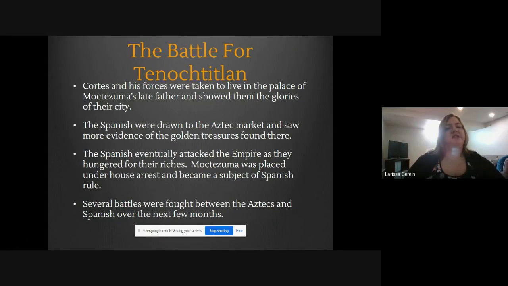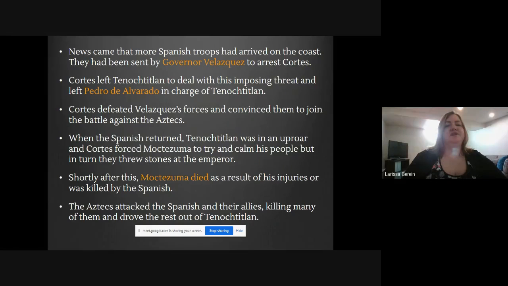So the Spanish eventually attacked the empire as they hungered for its riches. Moctezuma was placed under house arrest and became a subject of Spanish rule. Several battles were fought between the Aztecs and the Spanish over the next few months. Then news came that more Spanish troops had arrived on the coast. They had been sent by Governor Velasquez to arrest Cortez.